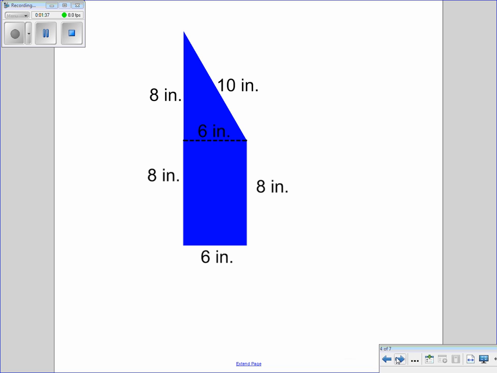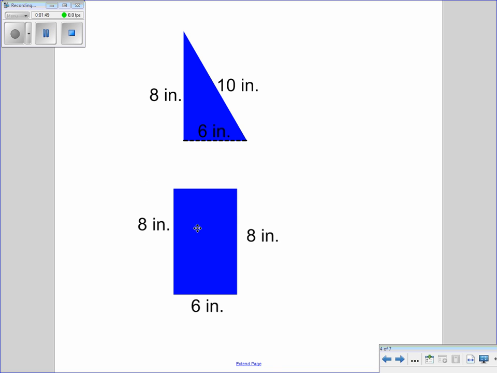Let's take this as an example. We could actually treat this as a trapezoid, but let's not. Let's pull it apart as if it were a composite figure. We have two figures here. We have a rectangle and we have a triangle. Let's look at them separately.